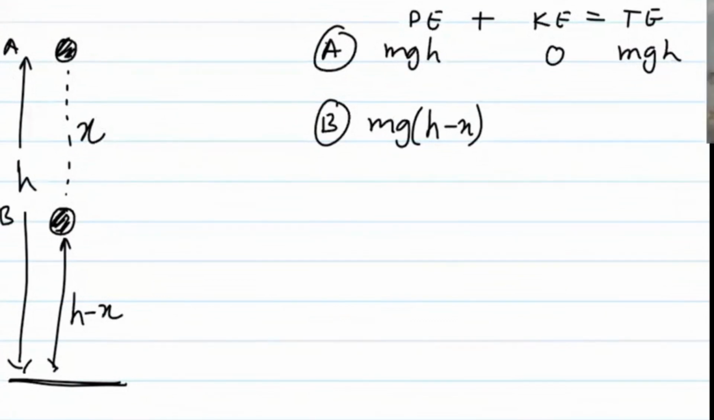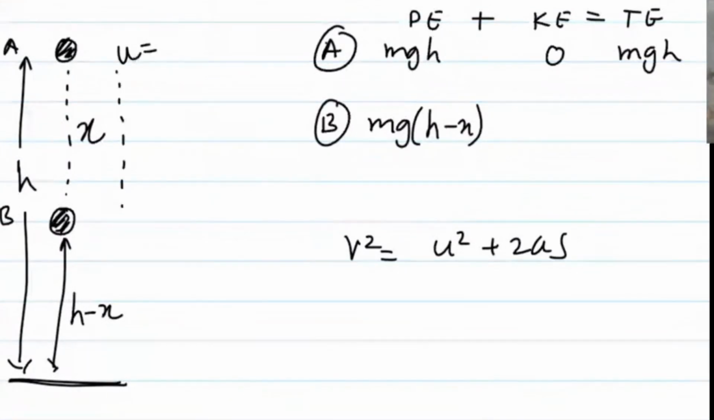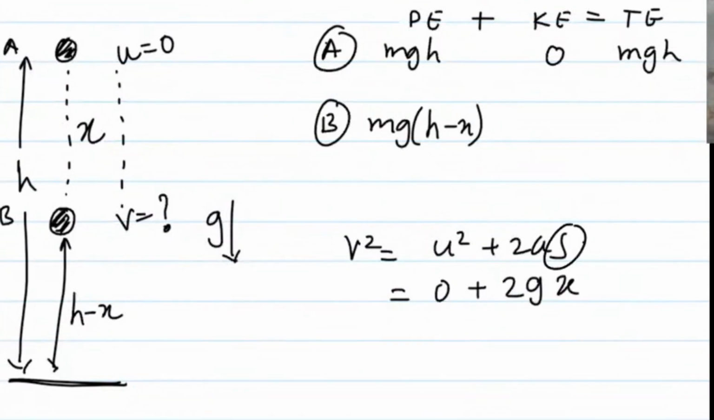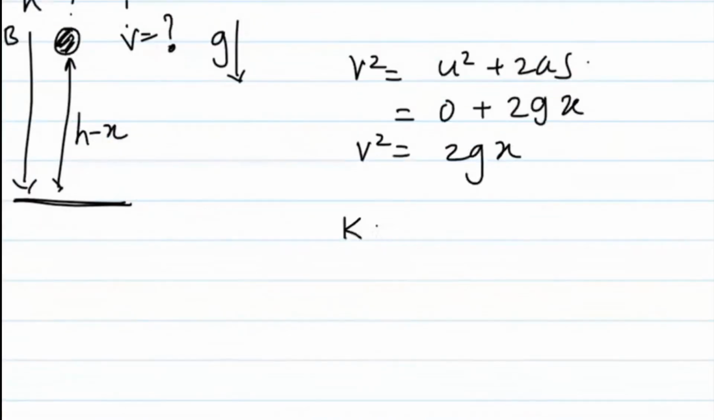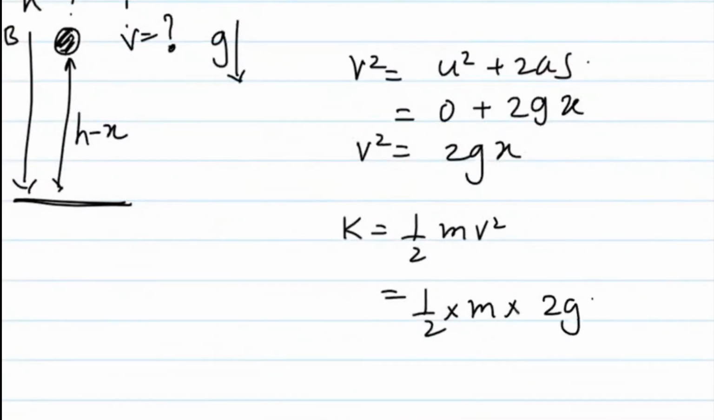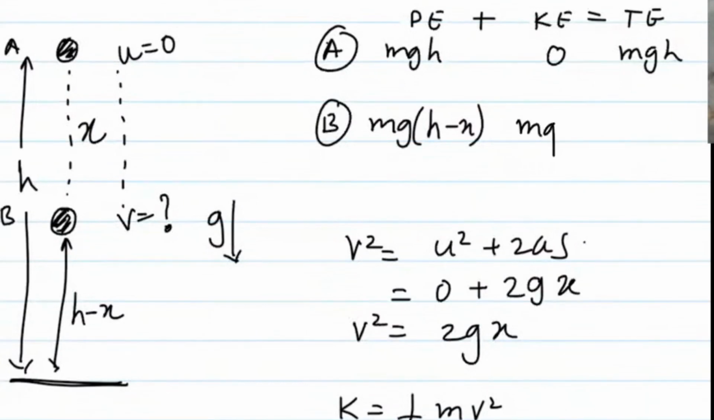Now at point B, I want to know what is the kinetic energy. So I use this formula, v square is u square plus 2as. Now when a ball is falling down, its initial velocity is 0. So initial velocity is 0, and the ball is dropping under gravity, so that is 2g, and the displacement that the ball has undergone is x. So v square is 2gx, and kinetic energy, which is half mv square, will be half into m into 2gx. So 2 and 2 get cancelled. Kinetic energy is mgx. So I write here mgx.